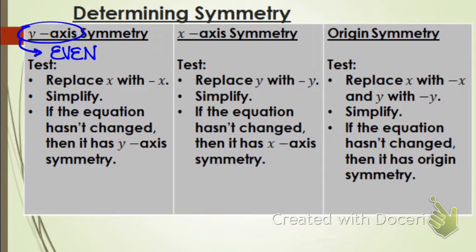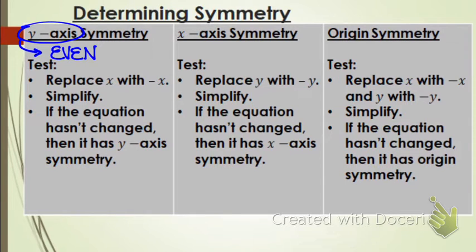To test for x-axis symmetry, I'm going to run it almost exactly the same as a y-axis test, except instead of replacing x with negative x, I'm going to replace y with negative y. I'm going to simplify it as much as I possibly can, and if I end up with the same thing that I started off with, then we say it has x-axis symmetry, and I have no special name for this one. It's just x-axis symmetry.